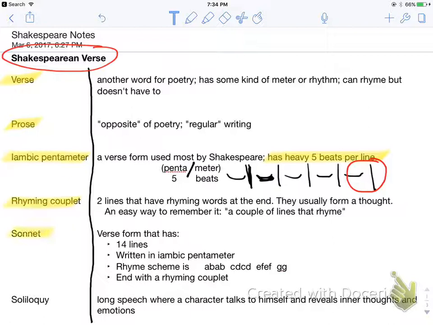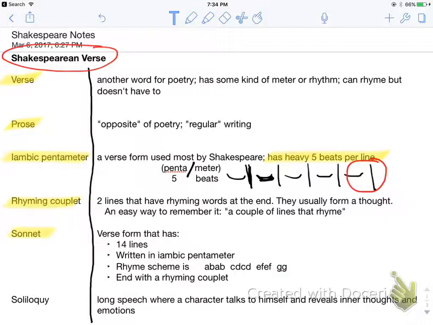and that is a sonnet. We started talking about this in class a little bit, but a sonnet is just another kind of poem. It's a verse form. But this one has specific rules that it has to follow if it wants to be a sonnet. So one of the rules is it has to have 14 lines. It's going to be written in iambic pentameter, which we just talked about up above. The rhyme scheme or the rhyme pattern for a sonnet is A, B, A, B, C, D, C, D, E, F, E, F, G, G.